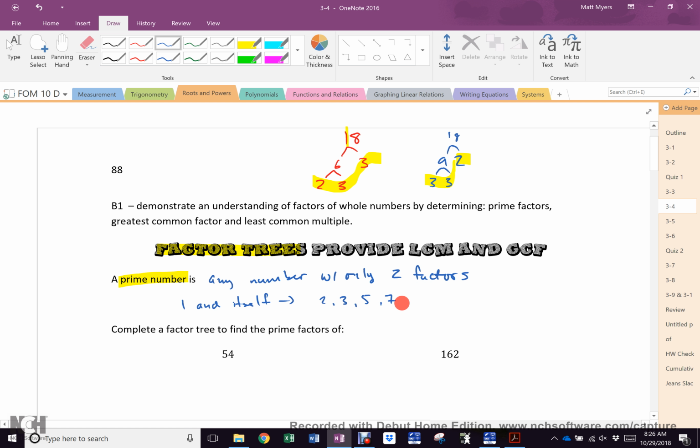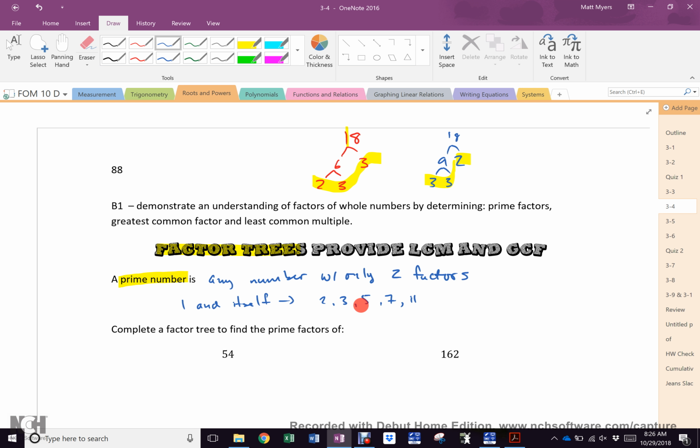What's the next one? 11. Only one person said 9. I always do that. I always go 2, 3, 5, 7, then I stop. So you get in the rhythm. 2, 3, 5, 7, 9. Why not 9? Because 9 has another factor, 3 times 3.